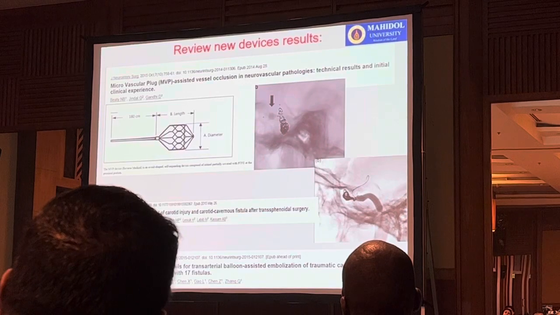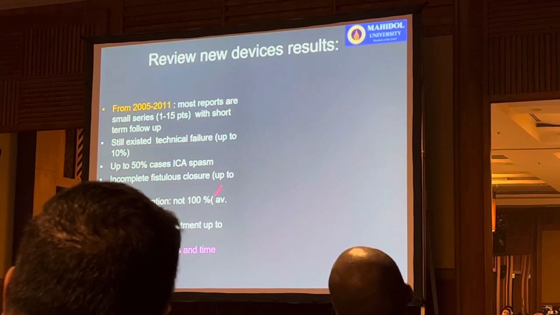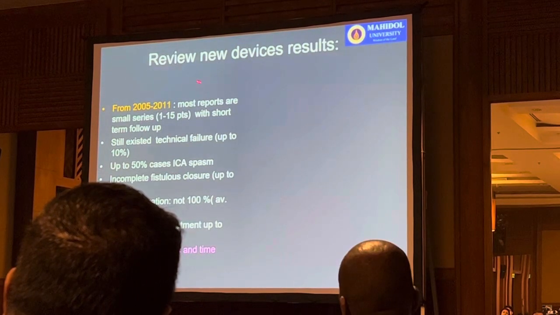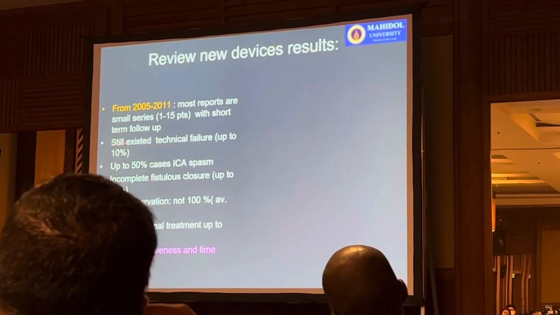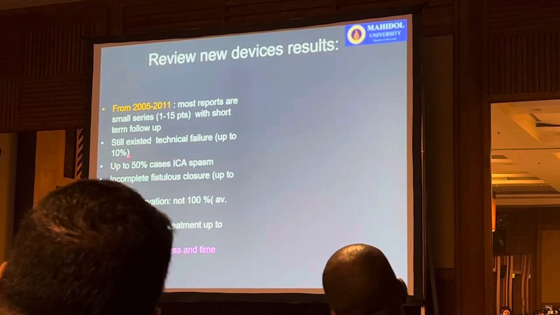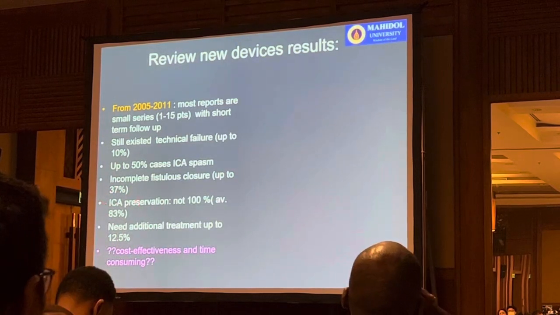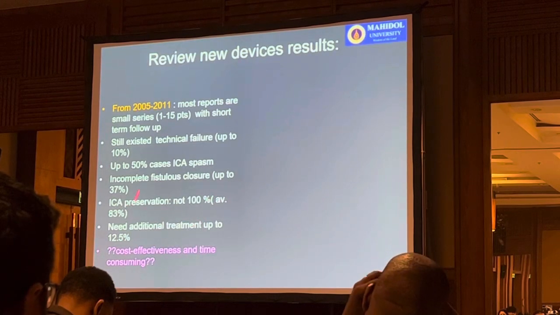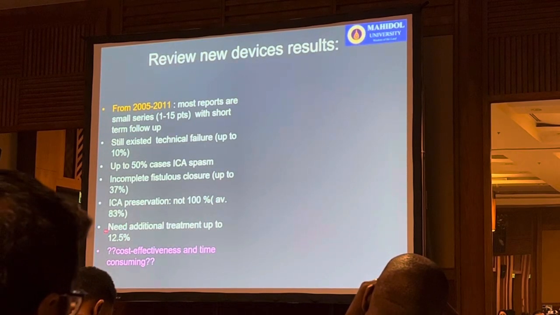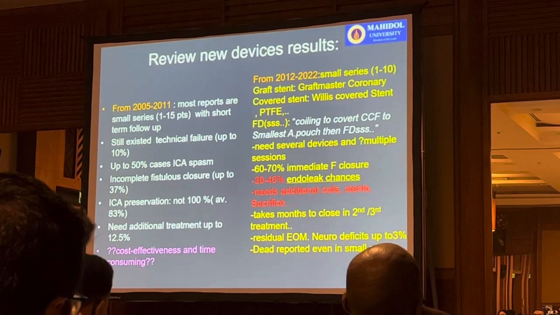Go to the new version. I was reviewing last time, my first review is that you have a small series. It's not 100% technical success. There are approximately up to 50% from spasm. Incomplete fistula closure up to 40%. Internal carotid preservation is not 100% if you use a new version like a stent. Need additional treatment 12%, not counting the cost effectiveness.